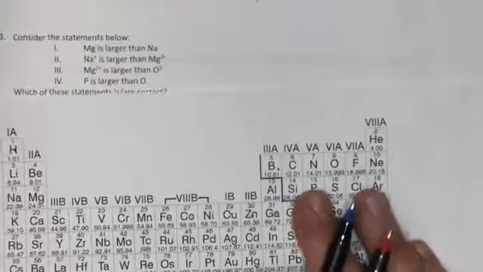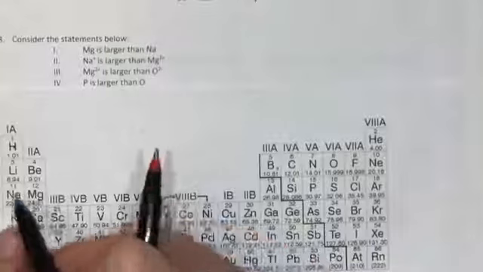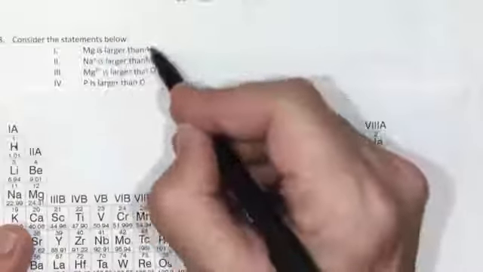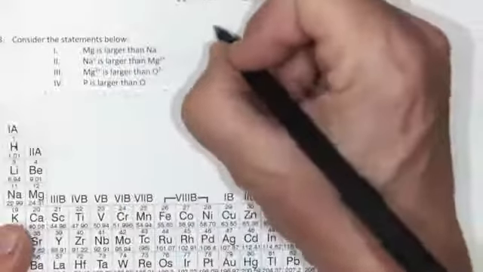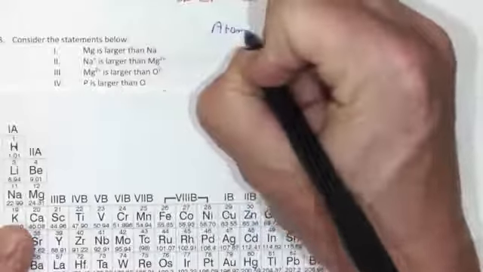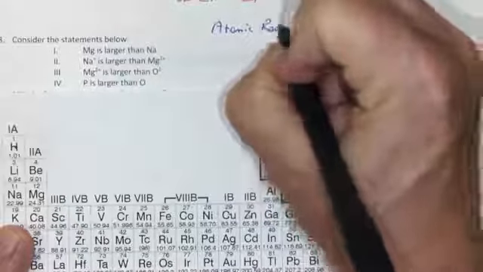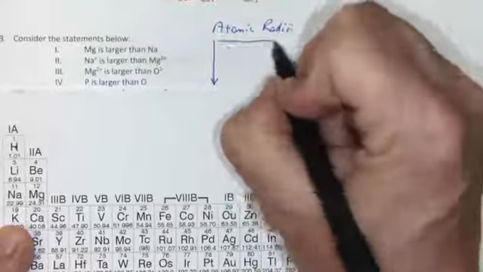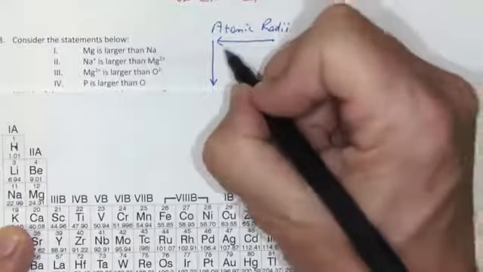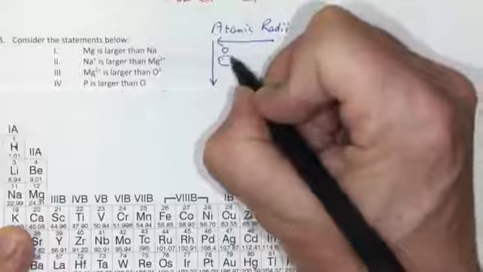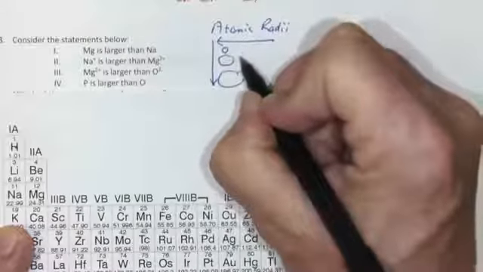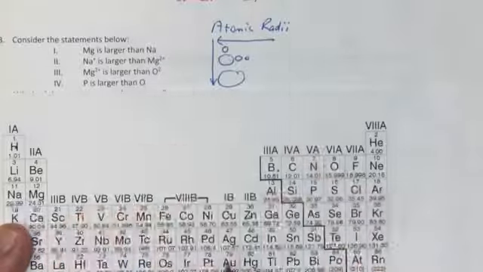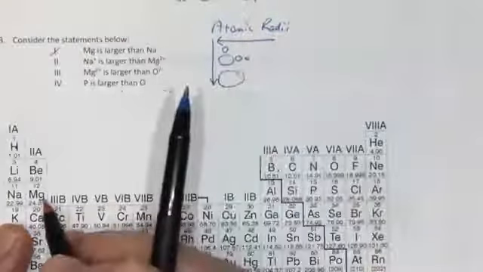So starting with the Roman numerals, is magnesium larger than sodium? Here's sodium and here's magnesium. Here's what you have to know. First of all, these are neutral atoms. There's no charge. For atomic size, atomic radii increase going down the periodic table, but decrease going across. So it gets bigger going from right to left. The atoms get bigger as you go down, but smaller as you go across. So magnesium is smaller than sodium. So 1 is false.